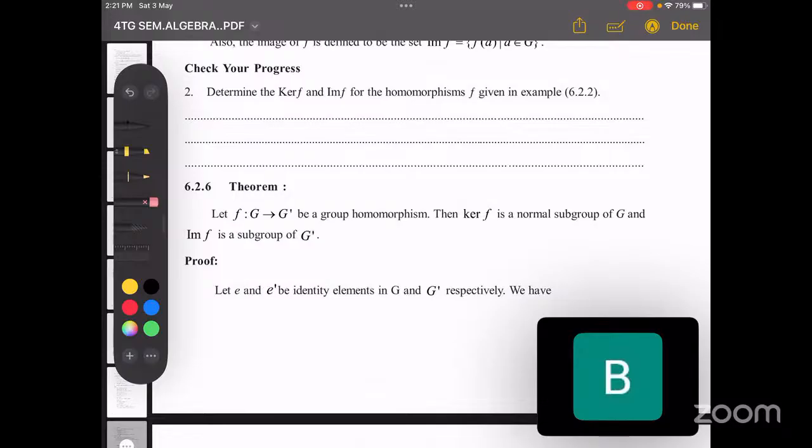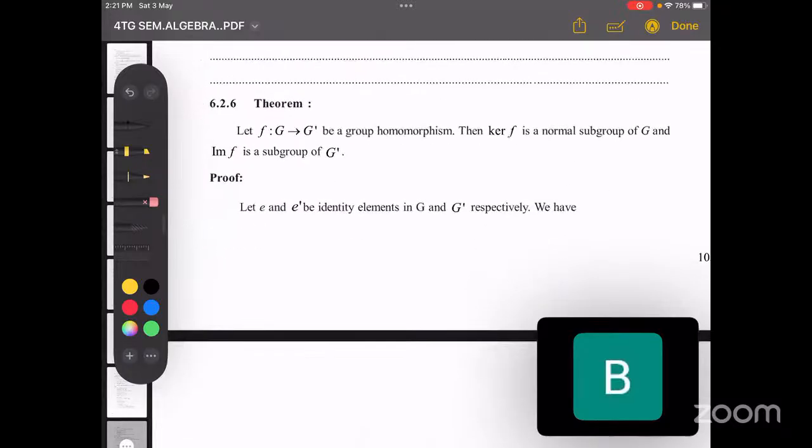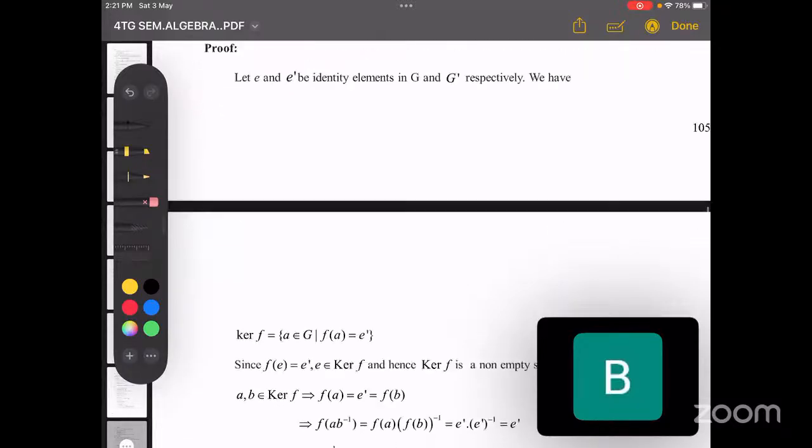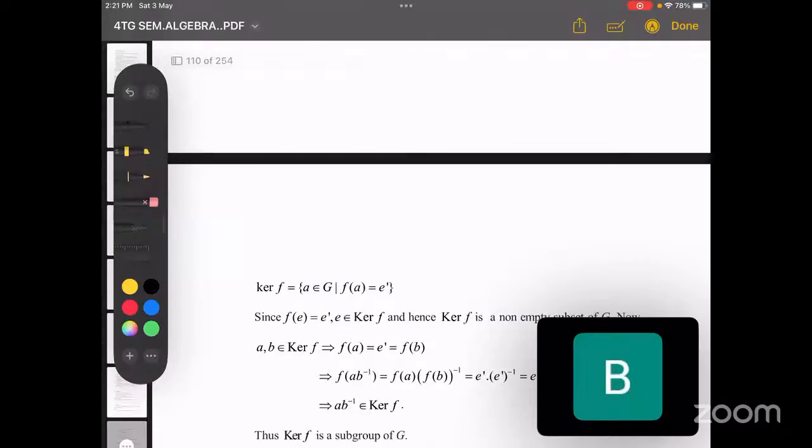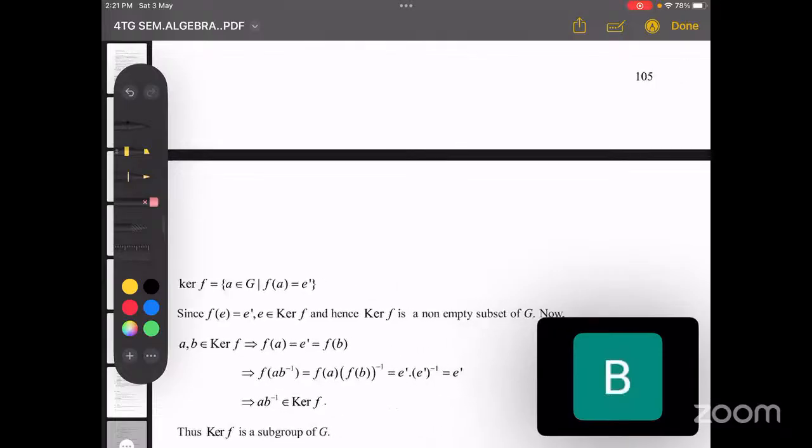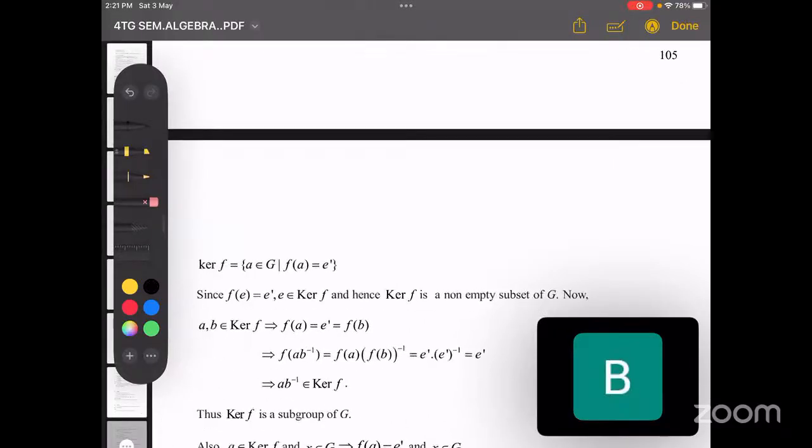Now we are taking two identity elements. One element is e, which belongs to the group G. e dash is the identity element in G dash, respectively. Then we have the kernel of f. The definition is kernel of f equals a belongs to G such that f of a equals e dash. Since f of e equals e dash, e belongs to kernel f and hence kernel f is non-empty.